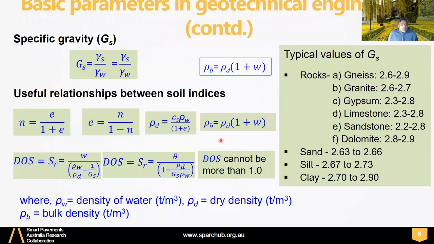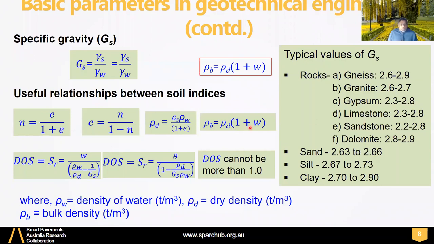Here are some more basic parameters and their relationships. Specific gravity is the relative density of the mineral solids in the soil or granular material. Some typical numbers are given on the right. You can see they range from 2.6 to 2.9 and so on for rocks, sands, silt and clay. They vary like that. A typical number we assume is around 2.7 when other information is not available.